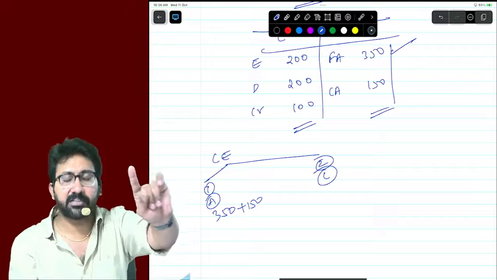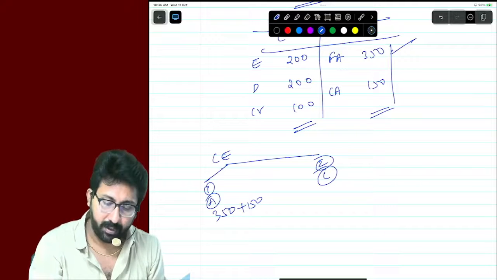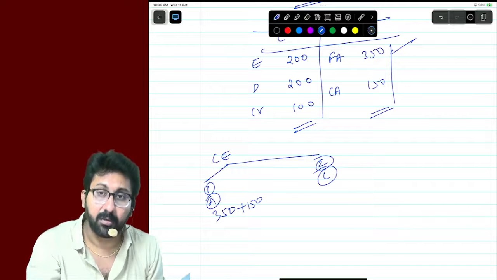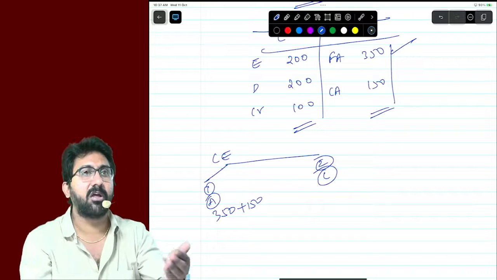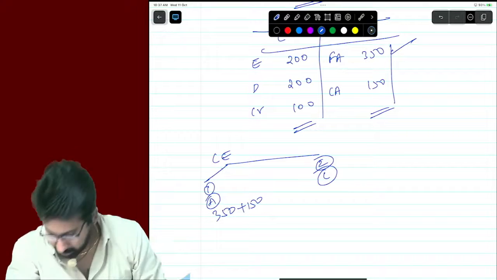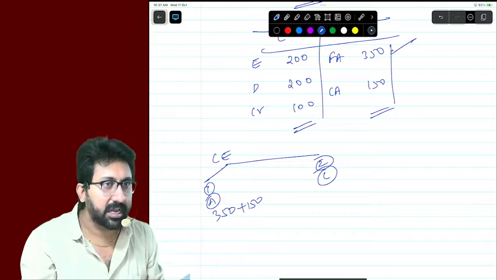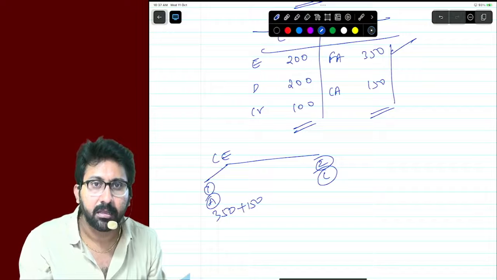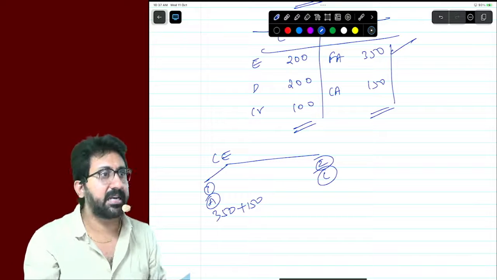Now answer. I will ask you a question. First answer this. What is 350? What is 150? Current asset. Can I call stock as a current asset? Yes or no? Yes, obviously. Stock is a current asset.